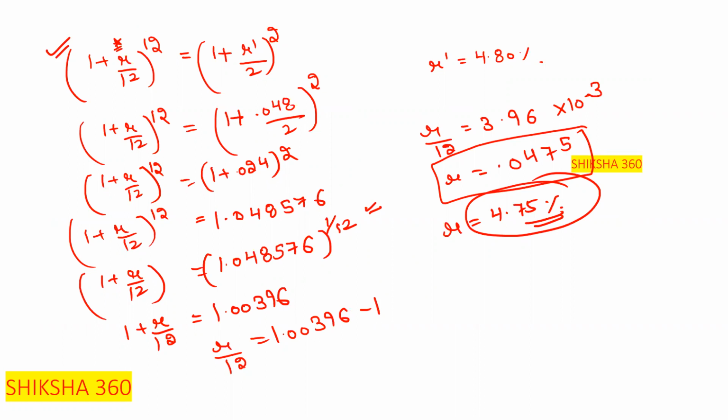So please tell fast, is this question clear to all of you or not? R is equal to 4.75% per annum.